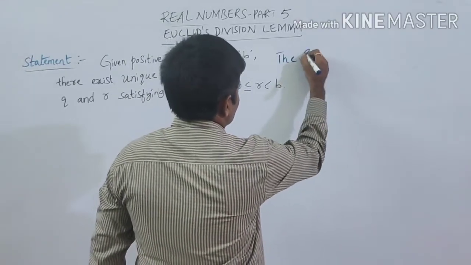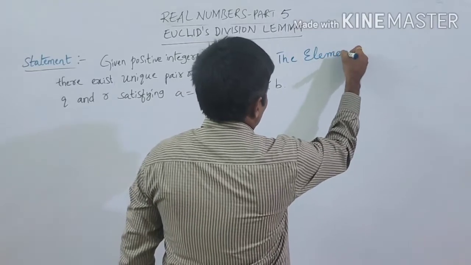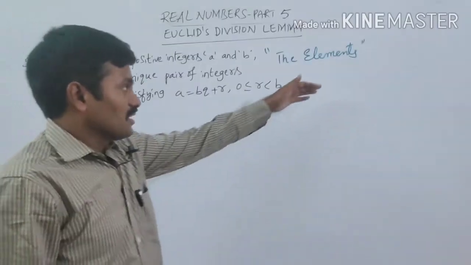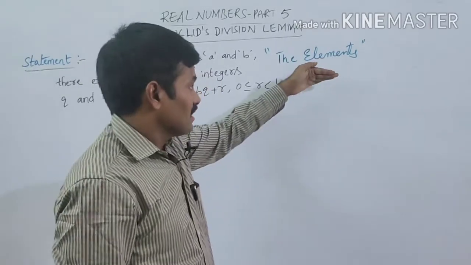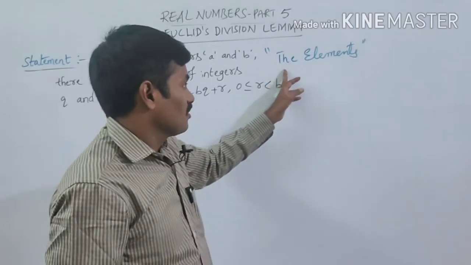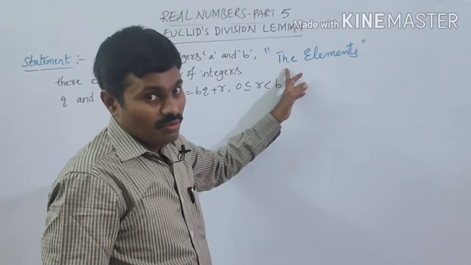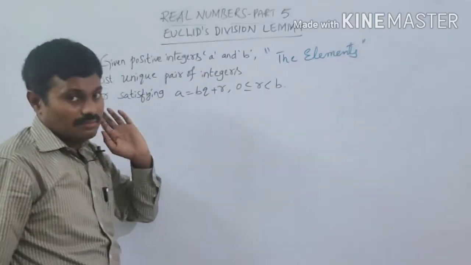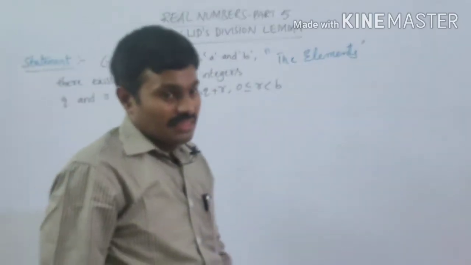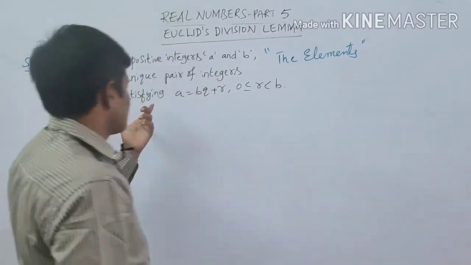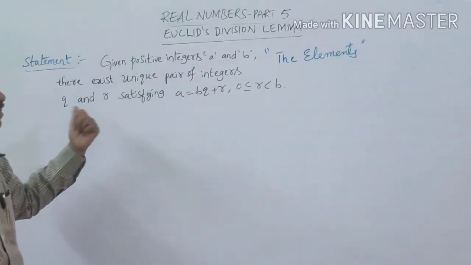The Elements, which was popular. Its publicity is in second position worldwide. It is the second book which was printed in the most number of copies. It consists of 13 parts, again with subtopics. In that, Euclid's division lemma is mentioned.